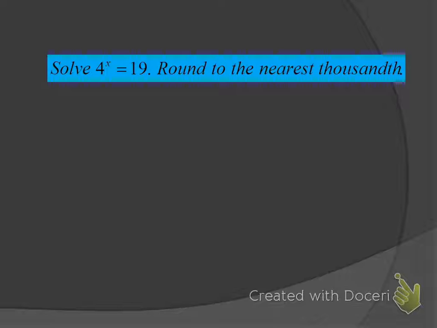All right, solve 4 to the x power equals 19. Round to the nearest thousandth, which is how many places?